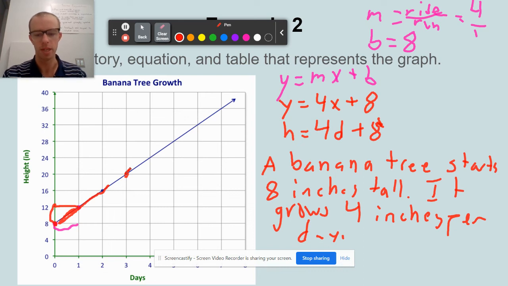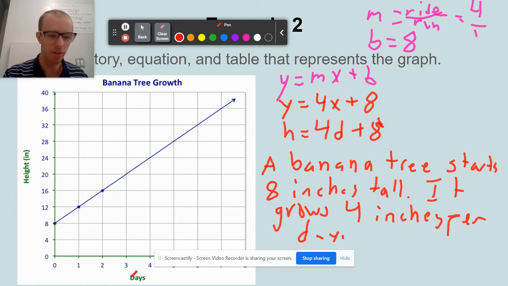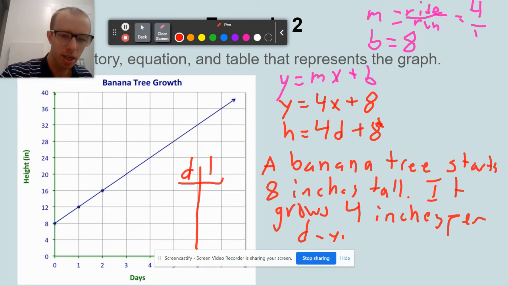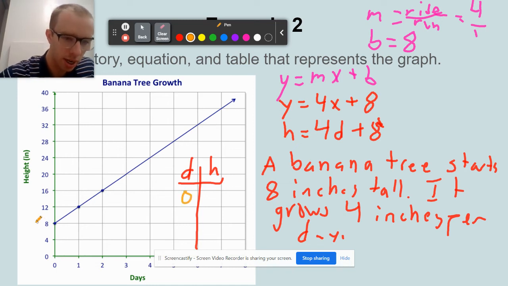All right. So the last step here is to make our table that shows the relationship between not just x and y, right? But it's really days and height. So after 0 days, what's the height of this banana tree? Well, it's 8. Right?